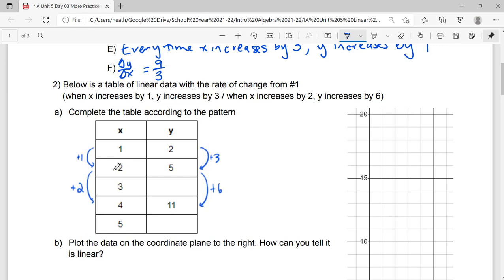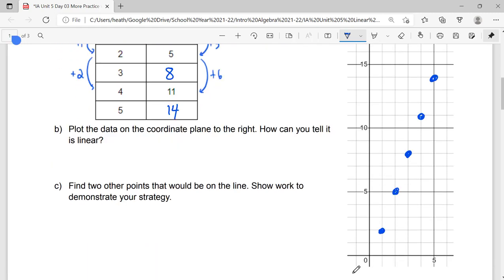Well, here x is going to go up by 1, so y would have to go up by 3. So 5 plus 3 is 8. And if I think about that, now we're going up 3, up 3, up 3. So from 11, now this is going to go up 1, so this is going to have to go up another 3. And then take these points and plot them on the grid.